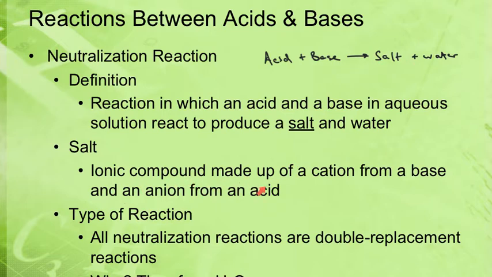Remember, a salt is an ionic compound made up of a cation from a base and an anion from an acid. So it also should be an aqueous salt, so it should remain dissolved in water. As far as the type of reaction, you've got two compounds forming two compounds. All neutralization reactions are double replacement reactions. Why? They're going to form water. You might remember that from the other unit.